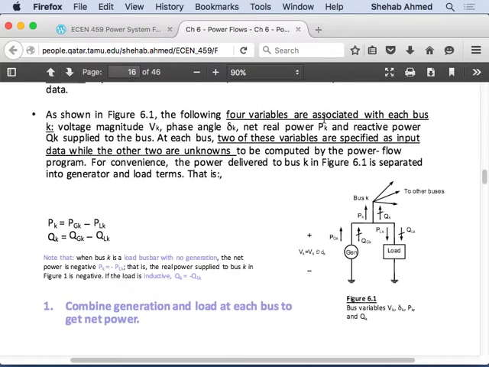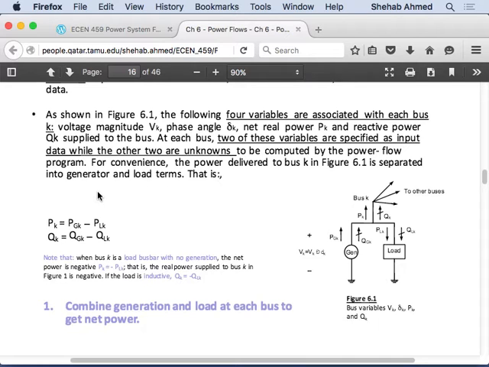So we will define 4 variables. At the specific bus, if I would know the voltage as a magnitude and angle at every bus, then I can figure out what the power flows are, right?